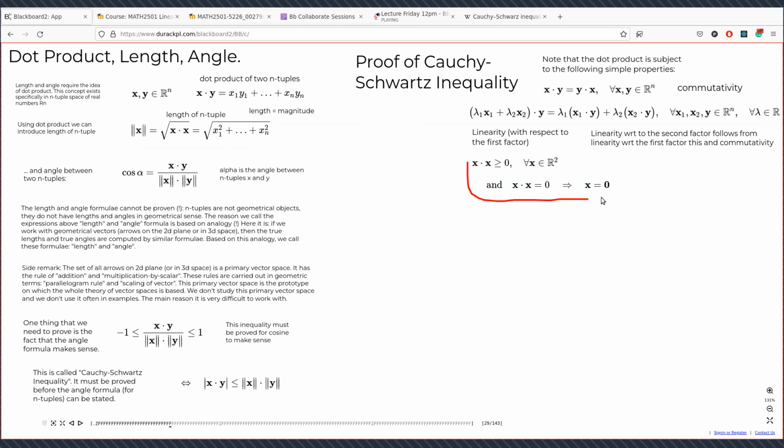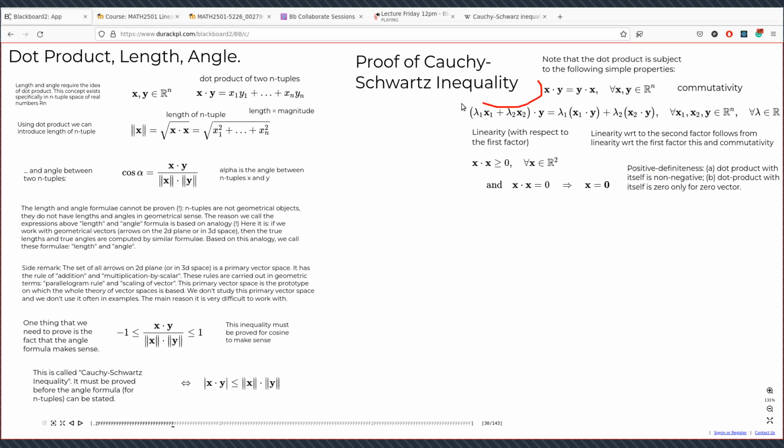These two together have a name. This has a name, commutativity. This has a name, linearity with respect to the first factor. These two together have a name which you have to remember. It's a very well-known name. It's called positive definiteness. In plain English, you can summarize it like this: the dot product with itself is non-negative, and the dot product with itself is 0 only for the 0 vector. That's the summary of this symbolic writing of positive definiteness.